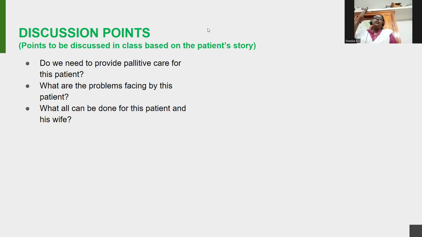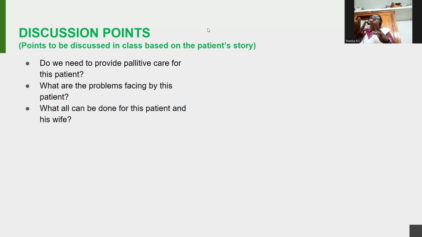For the physical part, hopefully if we are able to do the pleural tapping, then we can relieve his pain. So this is under the physical part. That is the physical problem. Coming to the psychosocial issues, there are many problems.